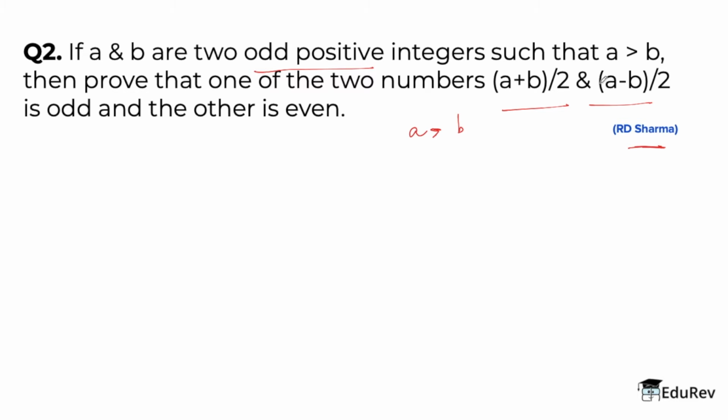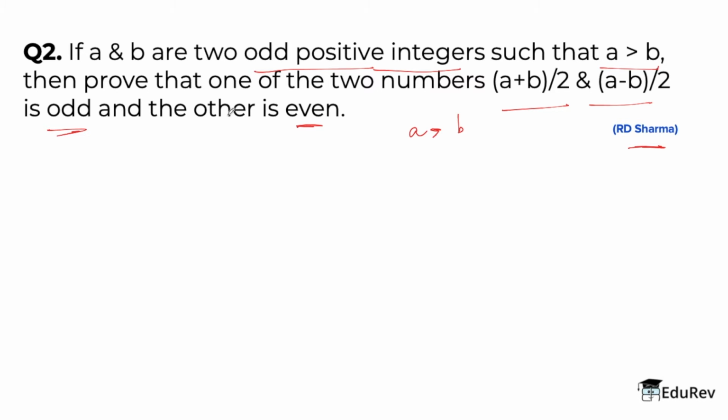Now before I explain this question, I just want to tell you one thing. You can see that this question comprises 3 lines. So it might happen that when you are reading the question, many important things get missed out, and you might assume something else while solving it. So it's always handy to underline the important words or key words given in your question. For example, A and B are odd positive integers, so you can underline this. A is greater than B, you can underline this. And we need to prove that out of (A plus B)/2 and (A minus B)/2, one is odd and the other is what? Even. So these are the key points.